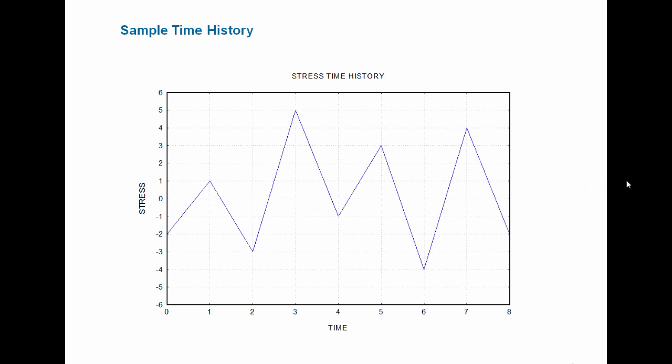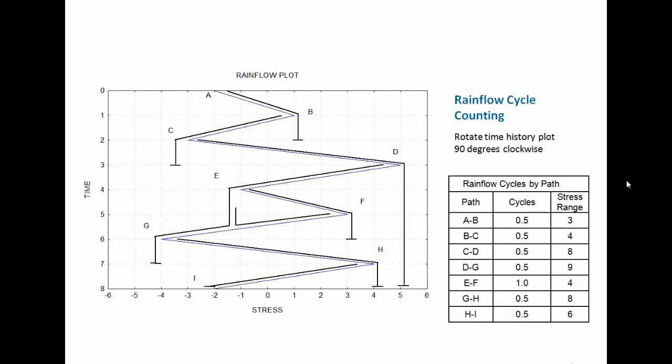So Endo and Matsuishi came up with a wonderful idea. They said, let's take this stress time history and let's rotate it 90 degrees. So now time is the vertical axis, stress is the horizontal axis, and otherwise it's the same curve, the blue curve there. Now these black curves here, these little black segments are going to represent the rainflow cycles in terms of paths. So the first path is going to be from A to B.